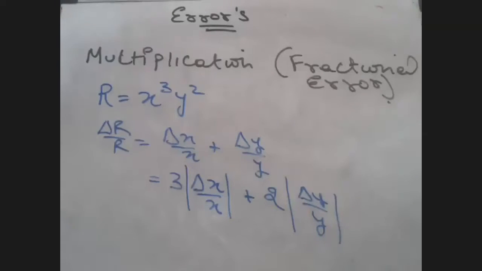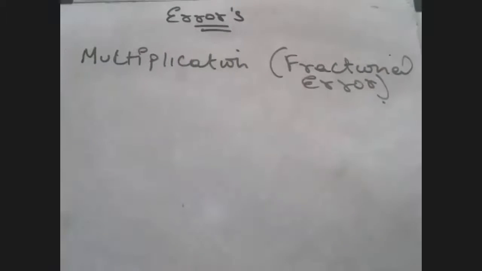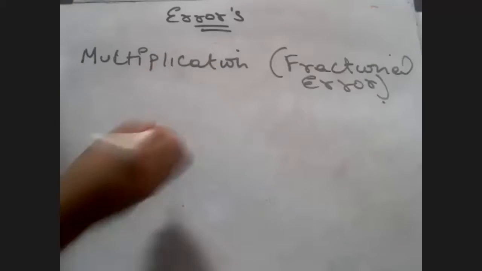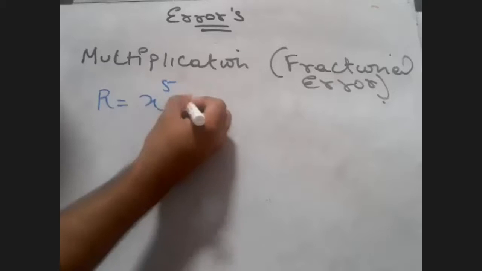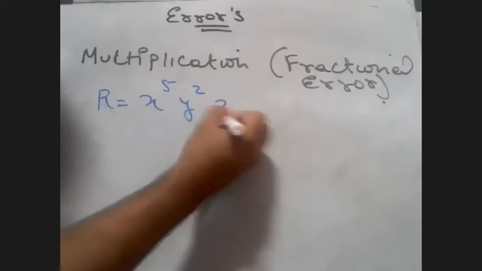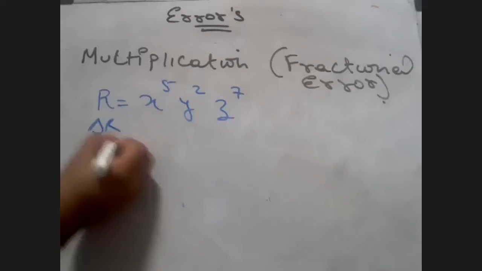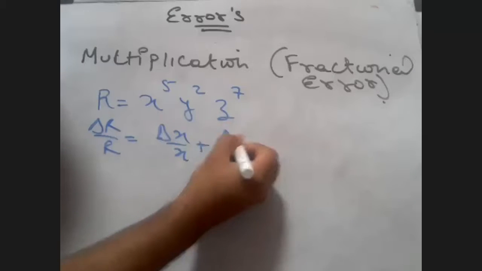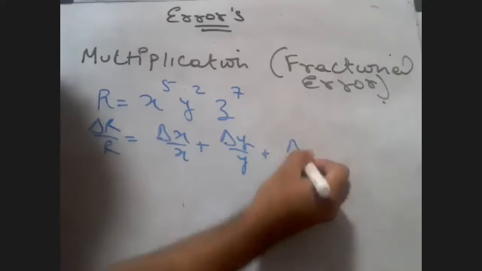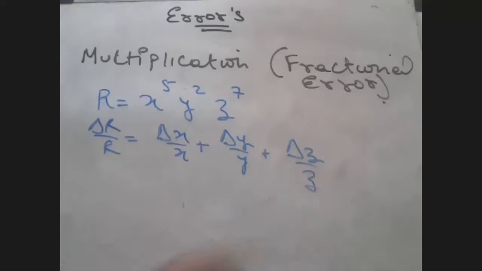Let's take another example. Now you all should do it, without basically calculating anything. See, r is equal to, let's say, some x raised to 5, y raised to 2, and z raised to say 7. So what will you write now? You will write delta r by r equal to delta x by x plus delta y by y plus delta z by z. Yes or no? I just added a z variable.